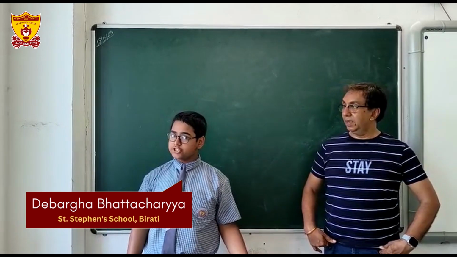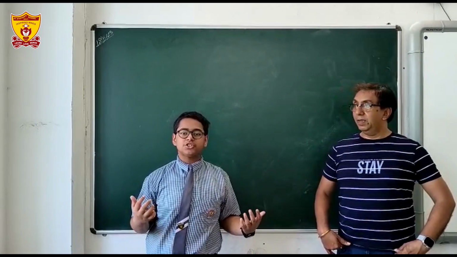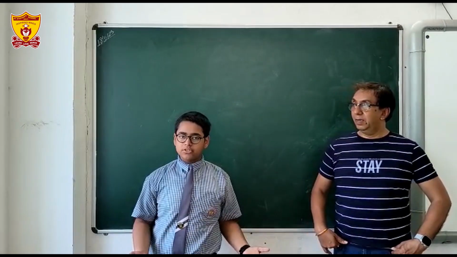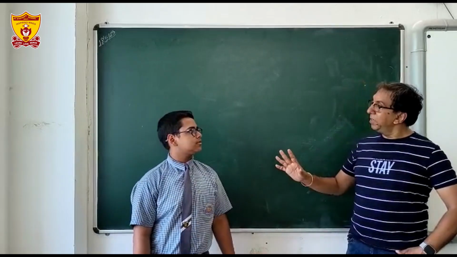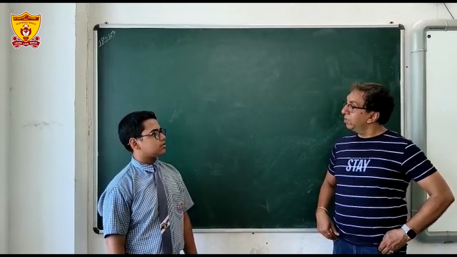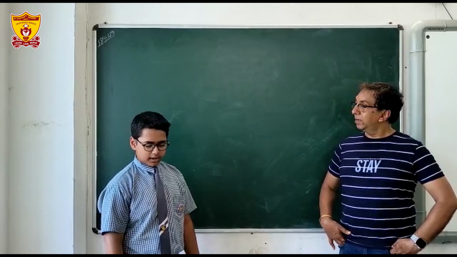Today, I am going to teach you all different Vedic math tricks which we are going to use to do squares in Vedic this time. But Debargha, will you tell me something? What is 43 squared? Can you say mentally? 43 squared.